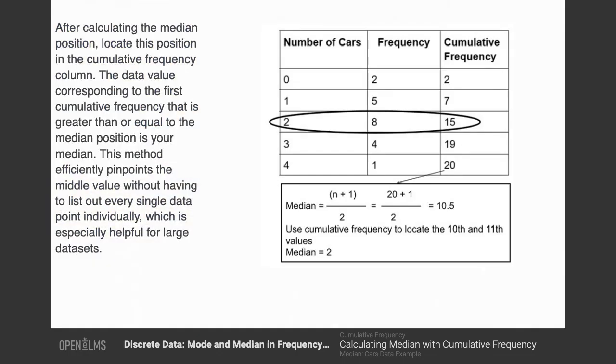After calculating the median position, locate this position in the cumulative frequency column. The data value corresponding to the first cumulative frequency that is greater than or equal to the median position is your median. This method efficiently pinpoints the middle value without having to list out every single data point individually, which is especially helpful for large datasets.